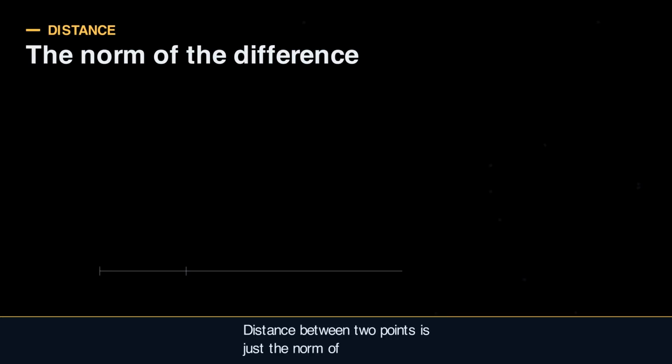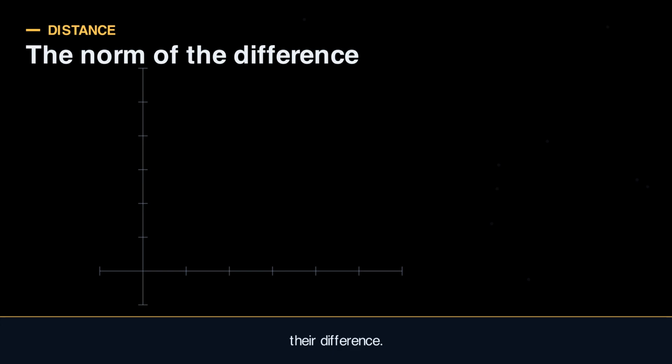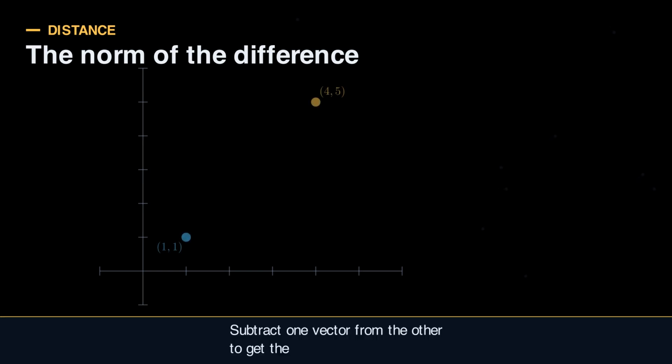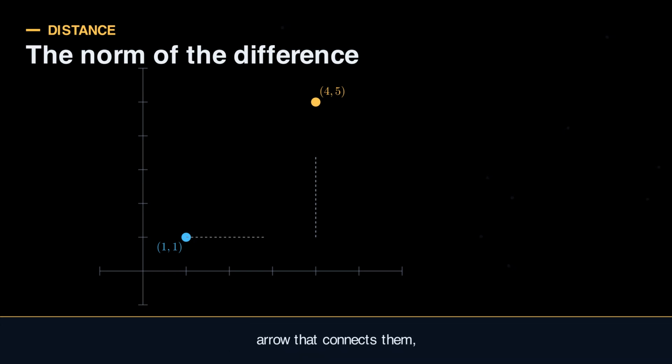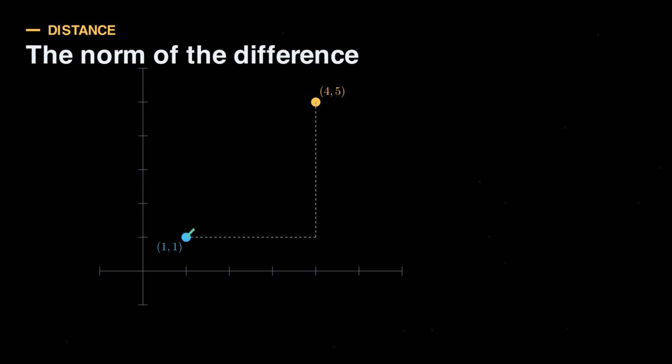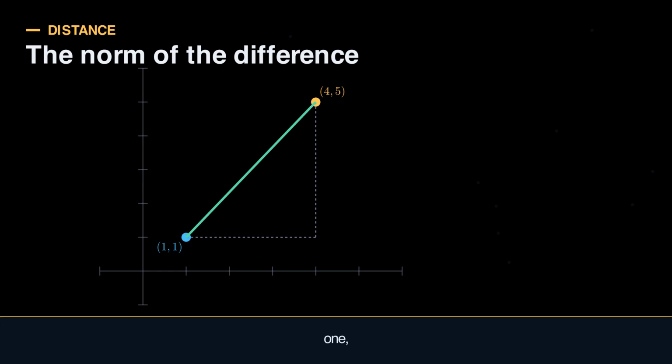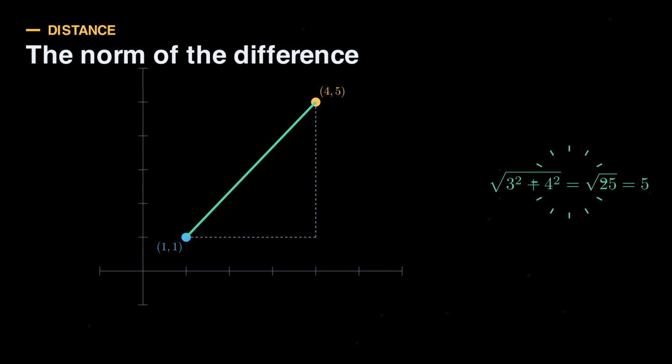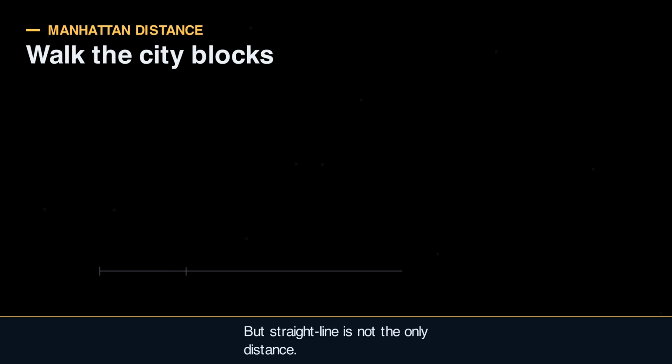Distance between 2 points is just the norm of their difference. Subtract one vector from the other to get the arrow that connects them, then take its length. For the points 1, 1 and 4, 5, the difference is 3, 4 and its length is 5. A clean right triangle answer. But straight line is not the only distance.